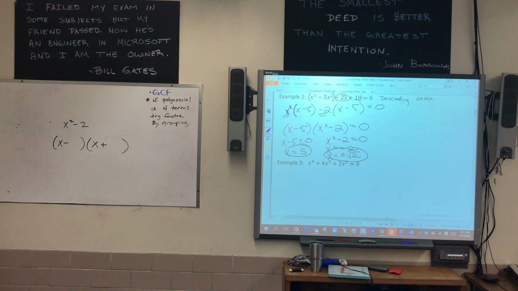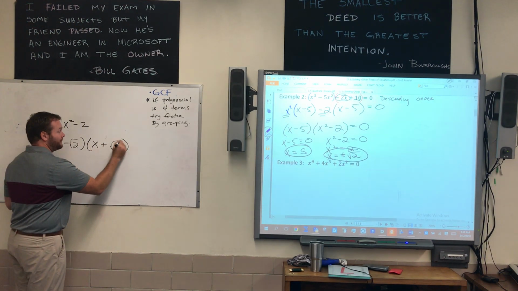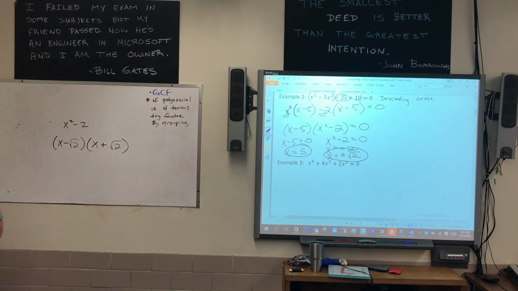Don't think integers. Don't think rational numbers either. What number can I multiply by itself 2 times to get 2? Radical 2. Do you guys agree with that? Is radical 2 times radical 2 just 2?